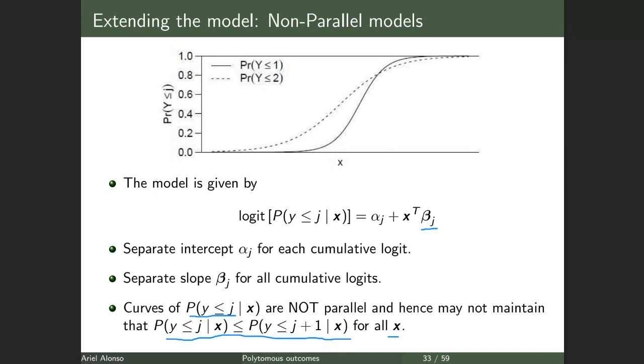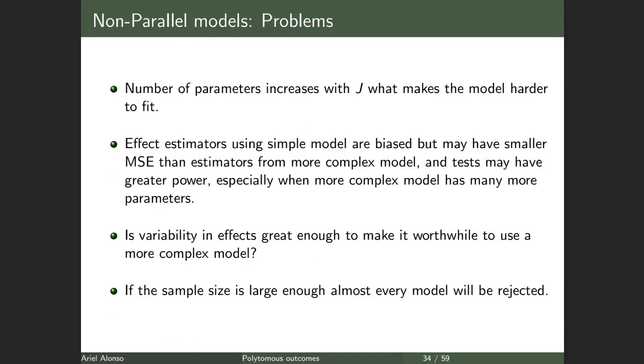You expect that to happen for all values of x. Well, if you don't have proportional odds, then this may not be true, and that's undesirable. You may get paradoxes here. You may get results that do not make sense. So that's the problem with the non-parallel models. Well, you have other problems.